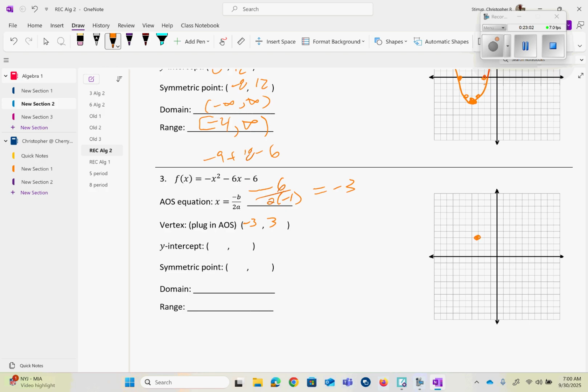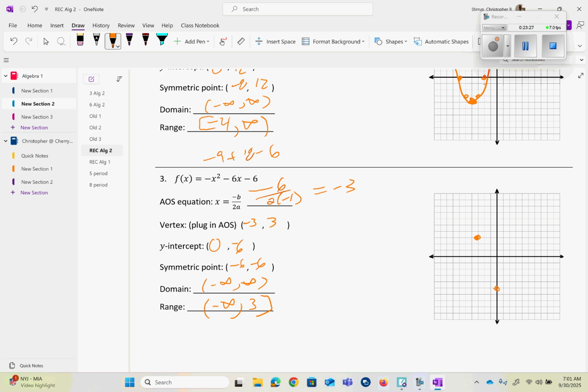is right up here. Our y-intercept is going to be at (0, -6), so that's down here a bit. Our symmetric point, if I went this way, is at (-6, -6). Our domain will be negative to positive infinity. Our range, it's opening down, is going to go from negative infinity to the y component of the vertex.